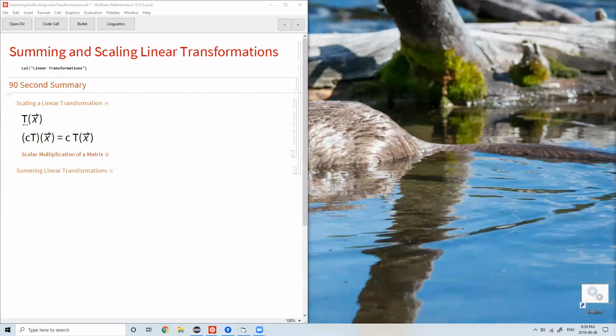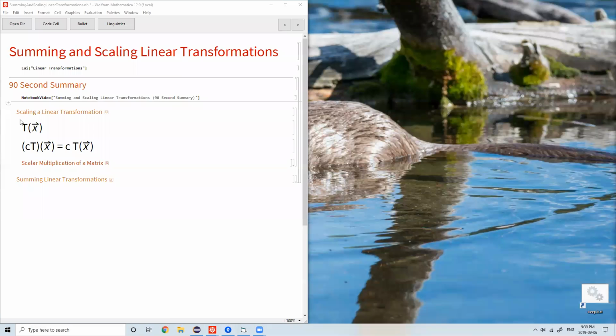Given a linear transformation T, what would it mean to multiply the transformation itself by a scalar to produce some new transformation? And just to be clear, we're not multiplying a vector by a scalar here. We're imagining what it might mean to multiply the transformation by a scalar. Mathematicians have defined this to mean a transformation that outputs the original transformation's output scaled by the factor.